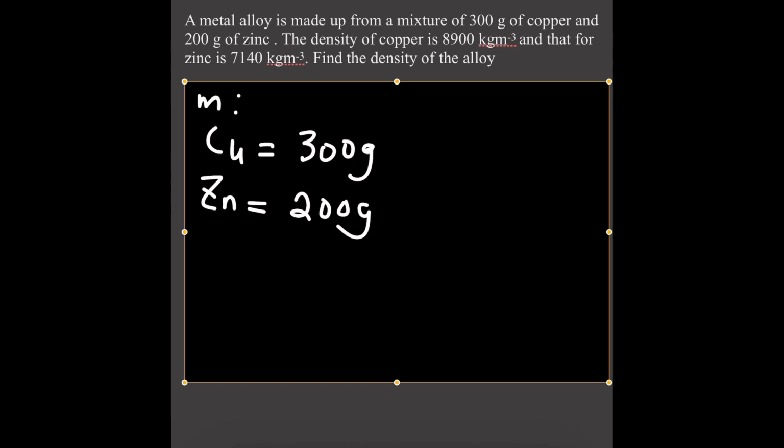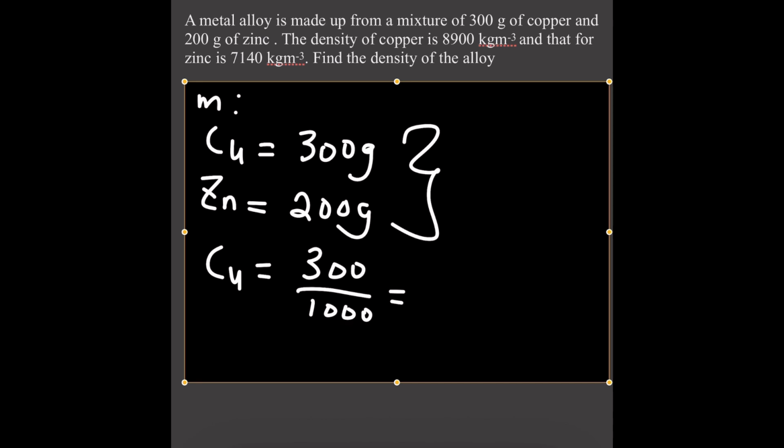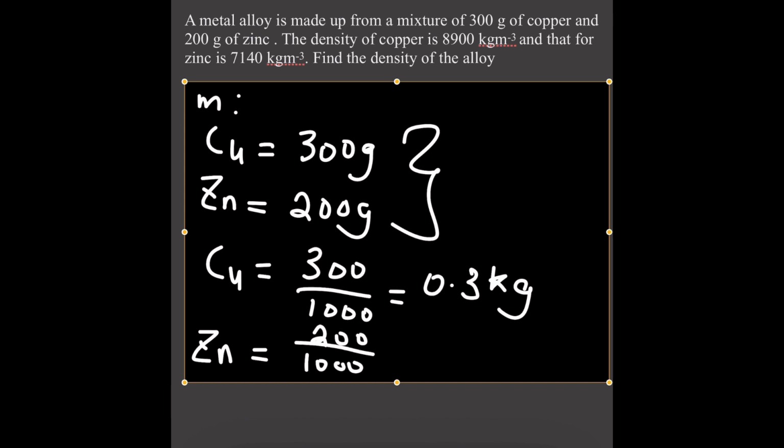We know that mass should be in kg. The mass that they give us is in grams. In order to convert from grams to kg, we have to divide grams by 1,000. So for copper, it will be 300 divided by 1,000, which gives us 0.3 kg. For zinc, it is 200 divided by 1,000, which gives us 0.2 kg.